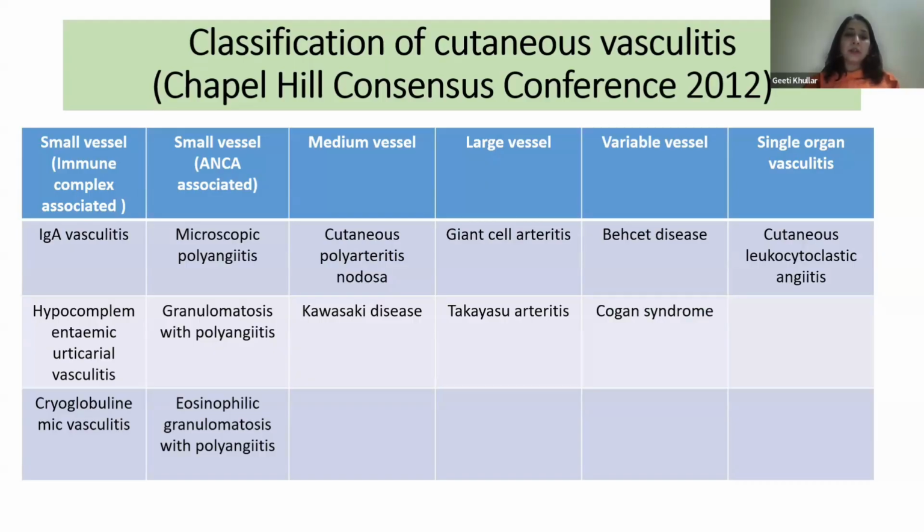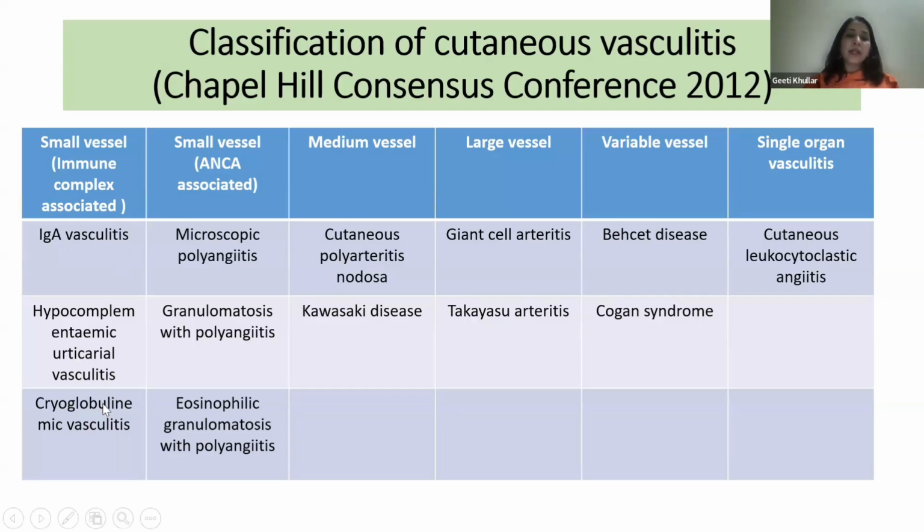Now, coming on to the small vessel vasculitis, these are also seen not infrequently. Some of these are seen and referred by our rheumatology colleagues also. And these are the ones which can be either immune complex associated or ANCA associated. So immune complex associated vasculitis, the commonest one which we see is the IgA vasculitis, which was earlier known as the Henoch-Schonlein purpura. Now, this is the commonest vasculitis that you see in children, and also sometimes we see it in adults as well.